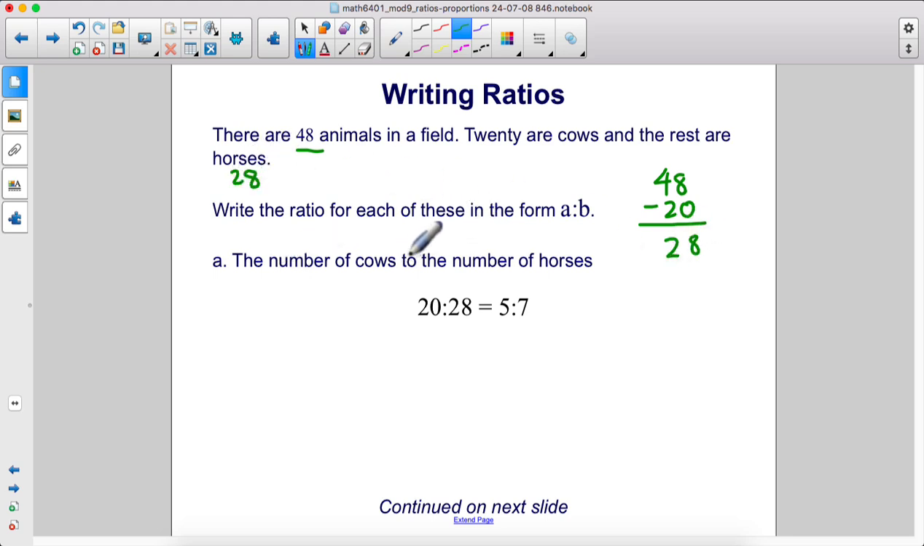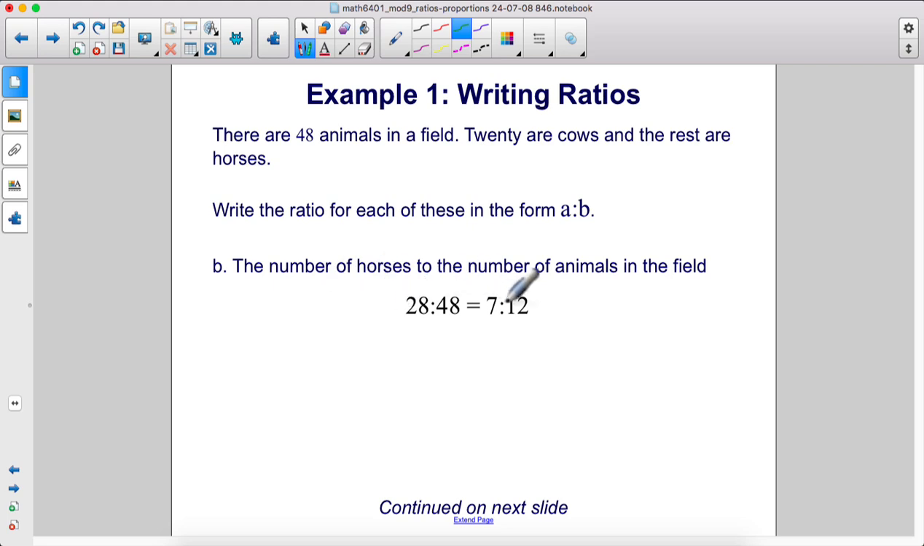Alright, so the number of cows to the number of horses. There are 20 cows to 28 horses. So this is how you would write that ratio. You could also write 20 over 28. I prefer to write ratios as fractions. Now this does reduce. So you can divide the top and bottom by 4. If you divide the top by 4 and the bottom by 4, you get 5 over 7. Or you could write it like this, 5 to 7.